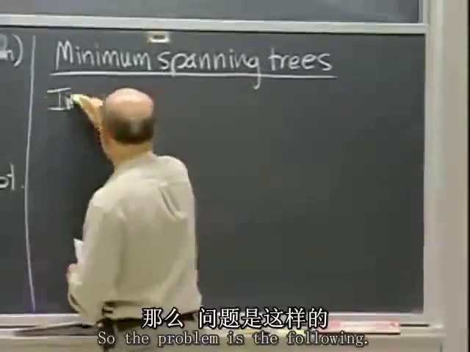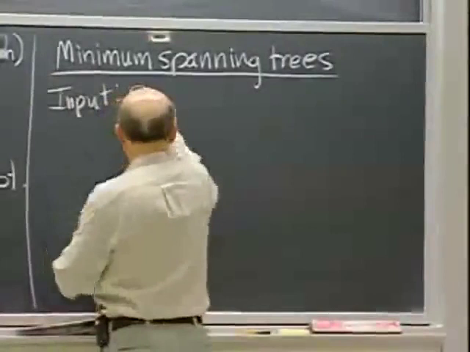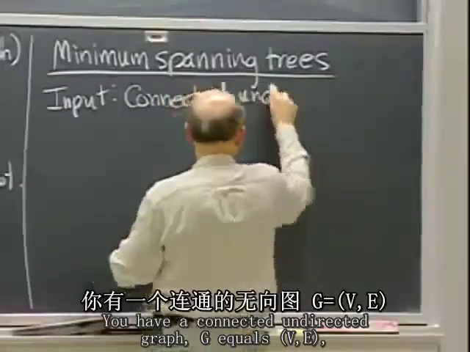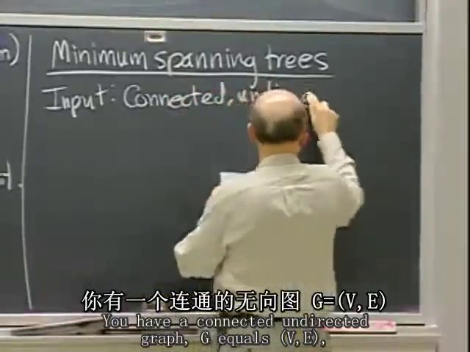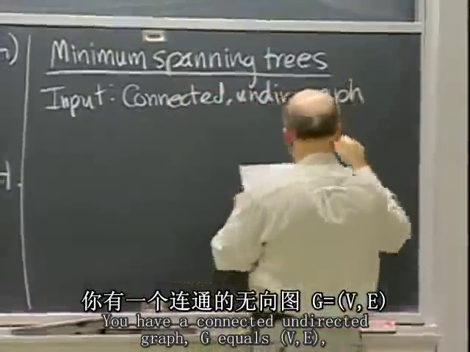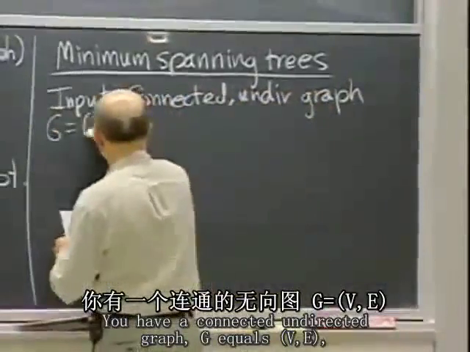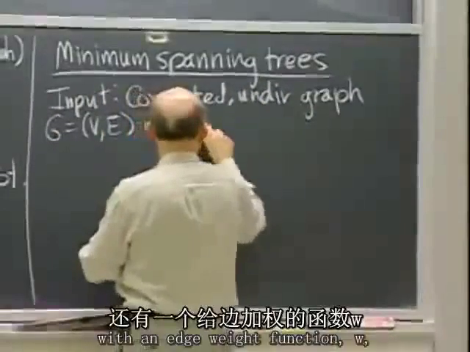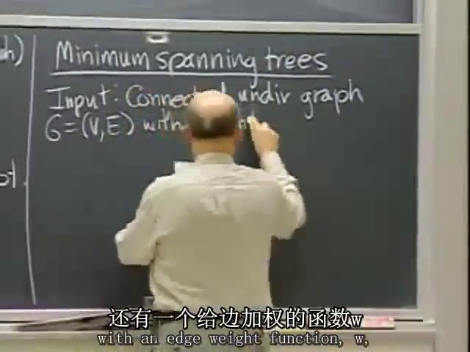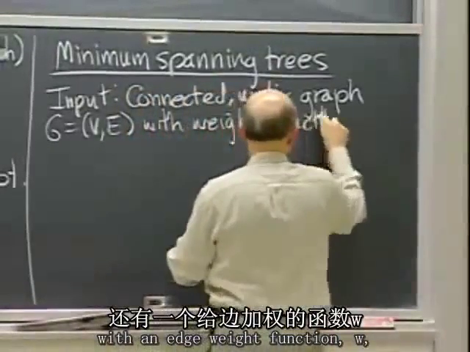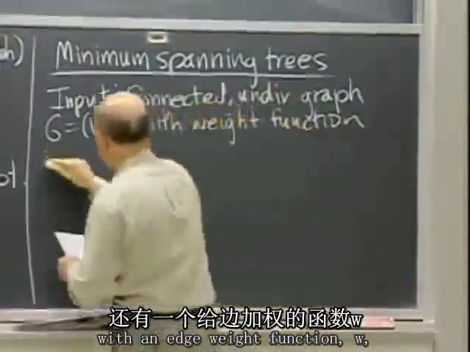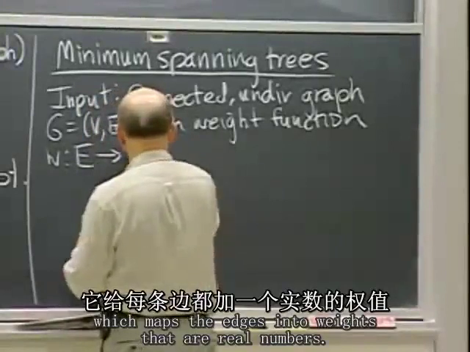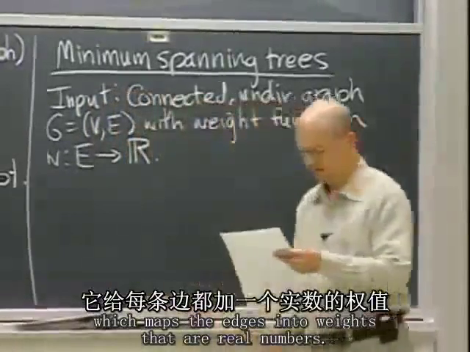So the problem is the following. You have a connected, undirected graph, G equals (V, E), with an edge weight function W, which maps the edges into weights that are real numbers.